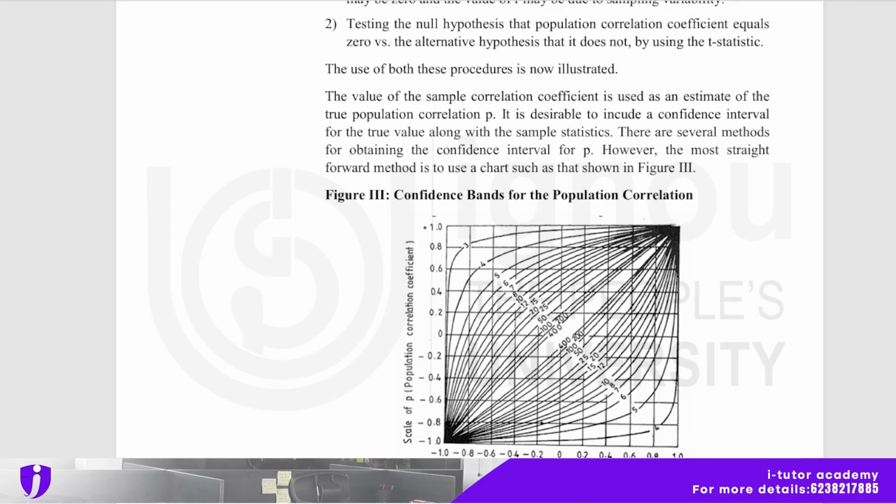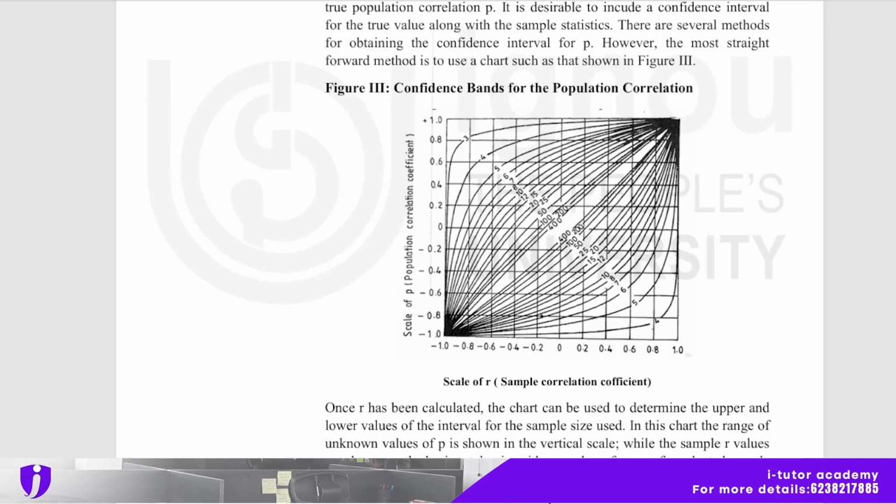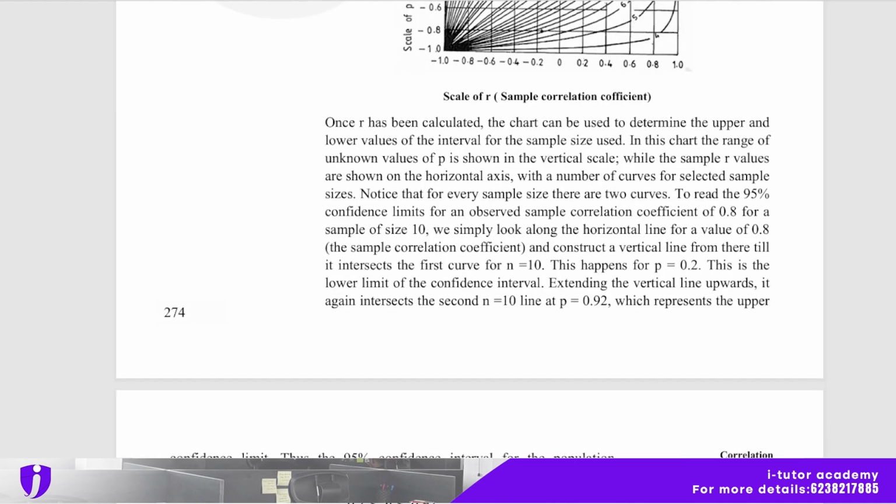The value of the sample correlation coefficient is used as an estimate of the true population correlation P. It is desirable to include a confidence interval for the true value along with the sample statistic. There are several methods for obtaining the confidence interval for P. However, the most straightforward method is to use a chart such as shown in figure 3, that is confidence band for population correlation. And once r has been calculated, the chart can be used to determine the upper and lower value of the interval for the sample size used.